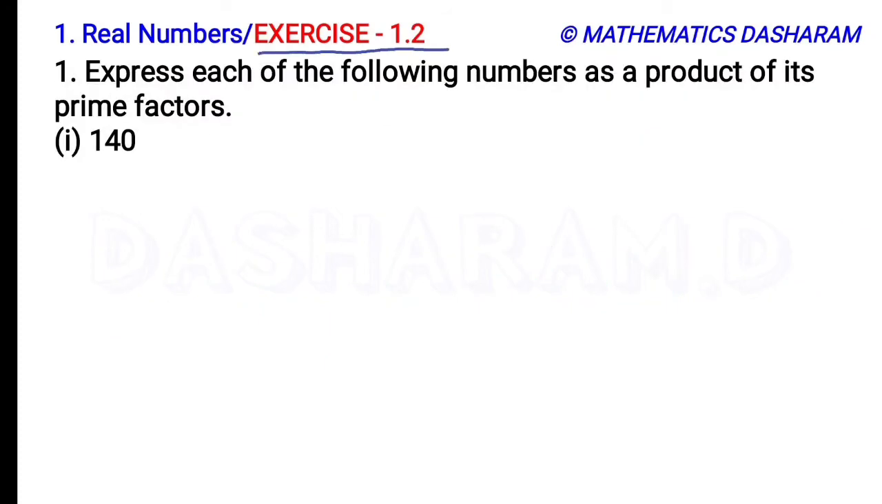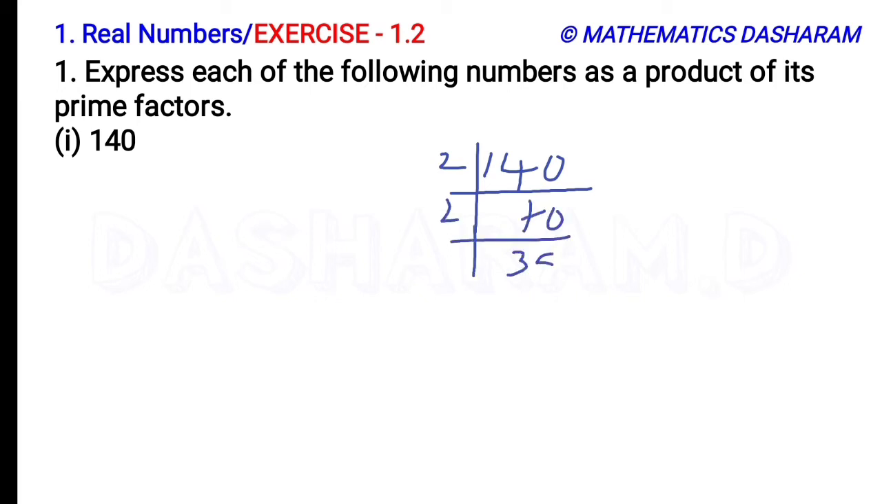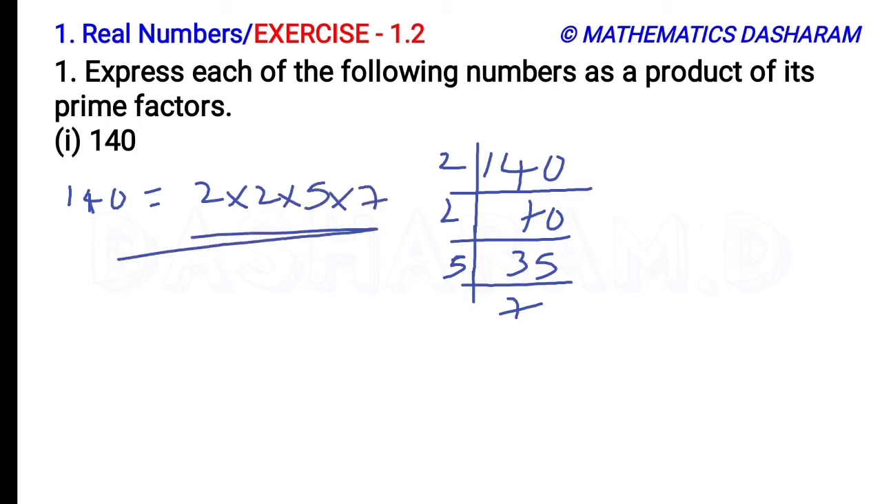So next, exercise 1.2, first problem: express each of the following numbers as a product of its prime factors. First question is 140. So 140 expressed as a product of prime factors. That means only prime number tables should be considered. 2 ones are 2, 2 sevens are 14, so 140. 2 ones are 2, 2 threes are 6, 2 sevens are 14, so 70. Next, 5 ones are 5, 5 sevens are 35. 7 is a prime number. So 140 equals 2 into 2 into 5 into 7. So this is called a product of prime factors. Here all are prime numbers.